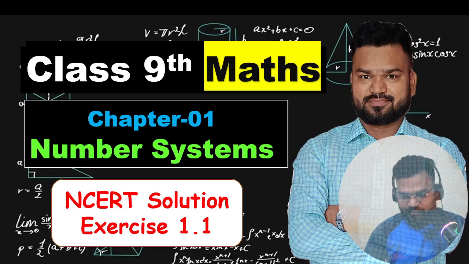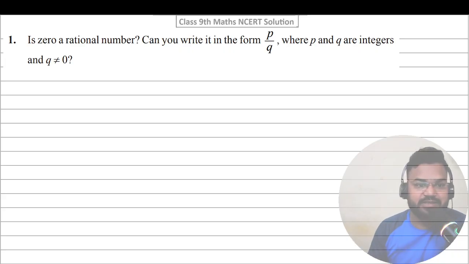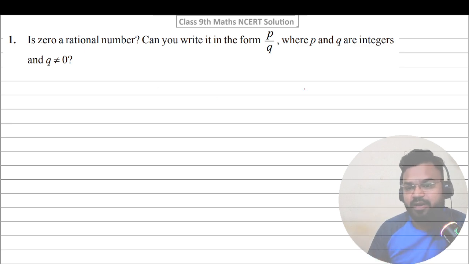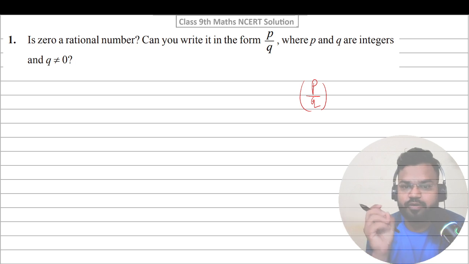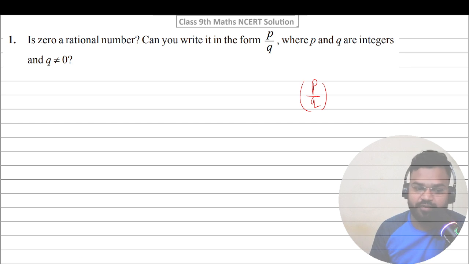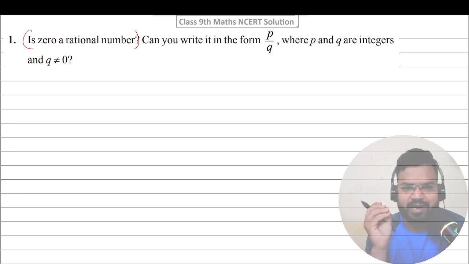In the number system, the first question is: is zero a rational number? Can you write it in the form p by q, where p and q are integers and q is not equal to 0? So you know very well what a rational number is. A rational number is a number that can be rewritten in the form p by q, where p and q are integers and q is not equal to 0. If you are able to write a number in this form, you can say it is a rational number, from the definition of a rational number. Yes or no? So the question is asking, is 0 a rational number?